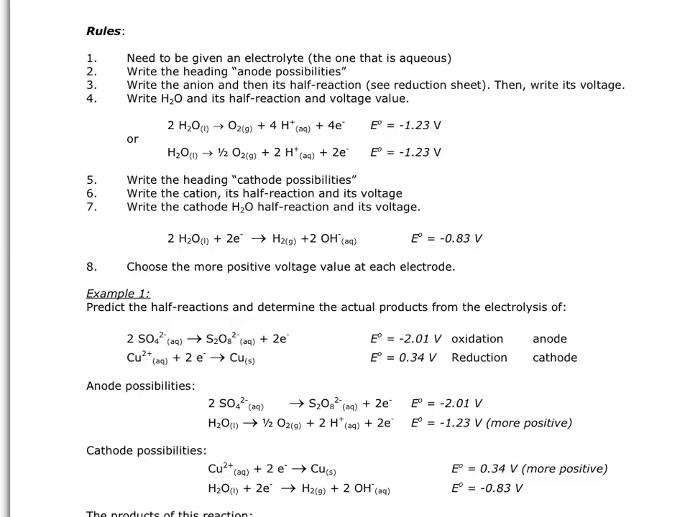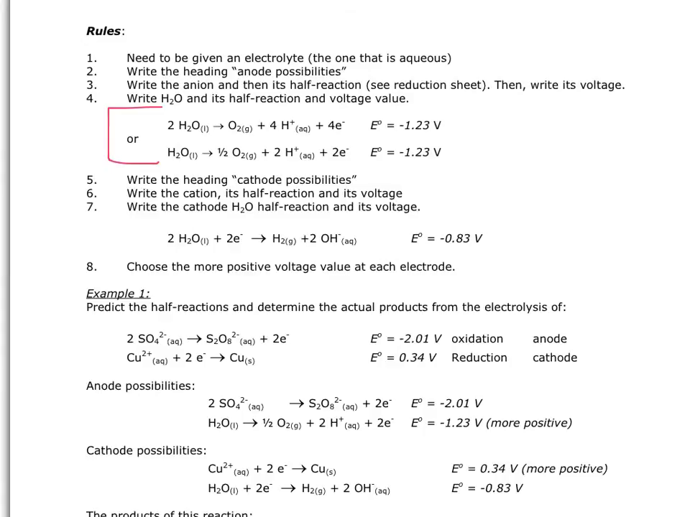The rules for solving such a question are as follows. First, you need to be given the electrolyte, the one that is an aqueous solution. We write the heading Anode Possibilities. Under the anode possibilities, we will write the anion and its half reaction that was given to us, and the voltage. You'll find this from the cell potential table. And we also write out water and its half reaction and the voltage required. Recall from the first style of question, for the electrolysis of water, you were hinted at either A, remembering where this is in the reduction potentials table, or just remembering it all together.